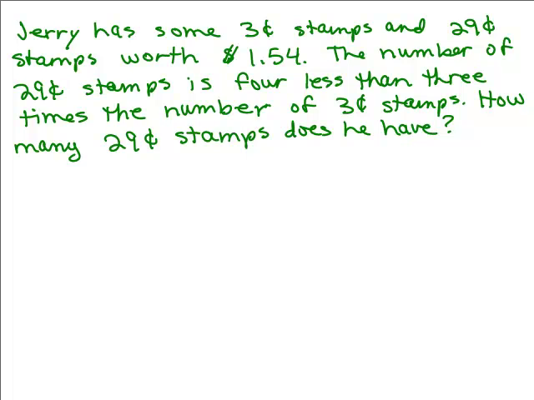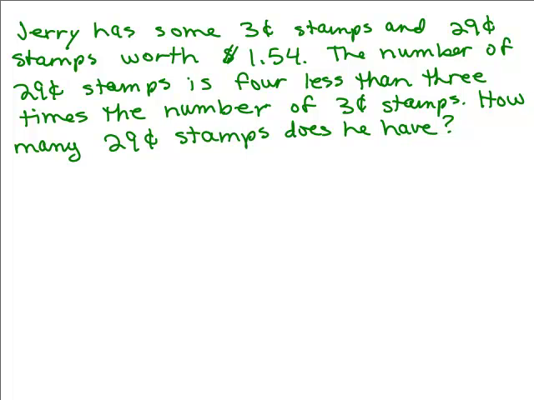This is a stamp problem. It's similar to a coin problem in that we're talking about different denominations of stamps. So each stamp is worth something different depending on if it's a 3-cent stamp or a 29-cent stamp in this case. But the number of stamps we have is different than how much they are worth.